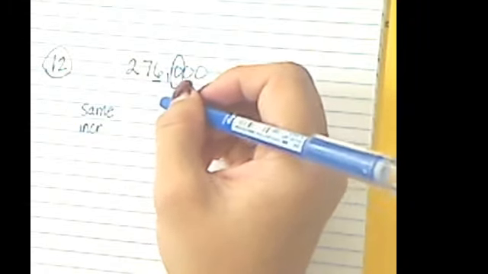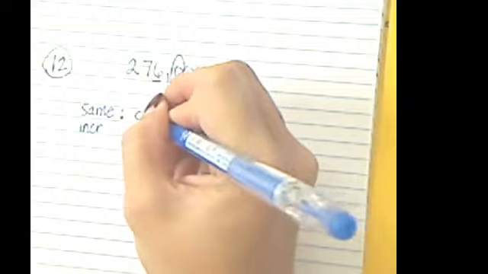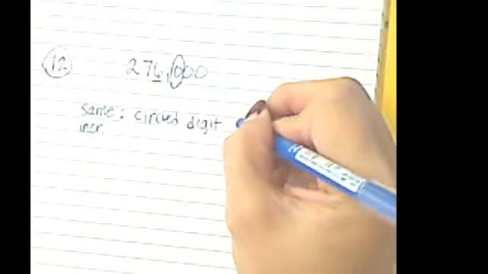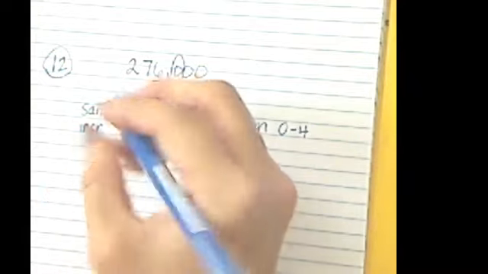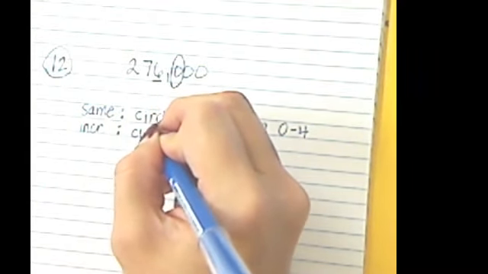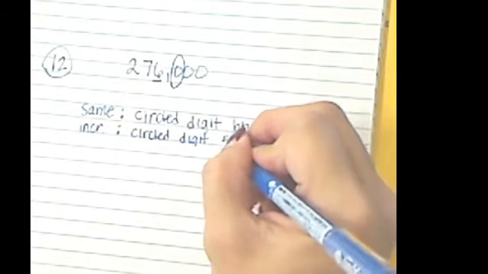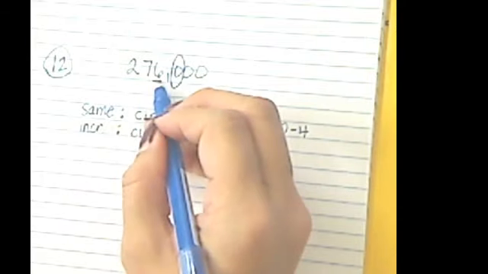If the circled digit is between 0 and 4, you can keep that digit the same. But if the circled digit was between 5 and 9, you would get to increase this underlined digit. But what you've got to remember is this is her answer.